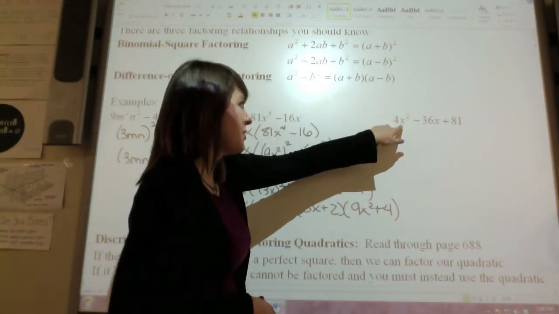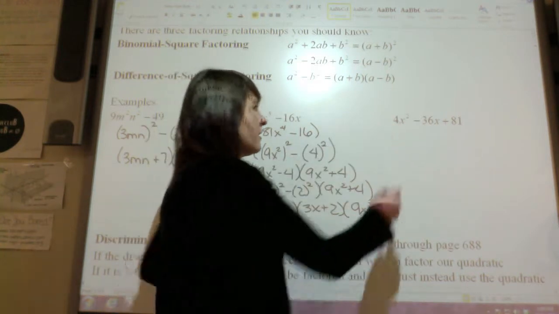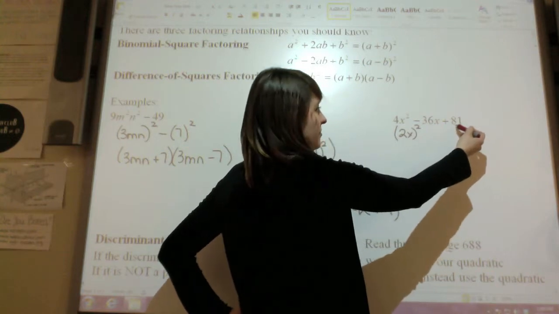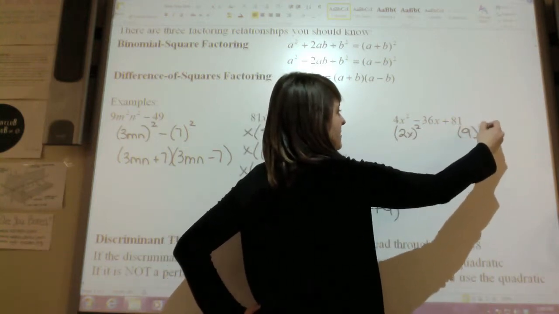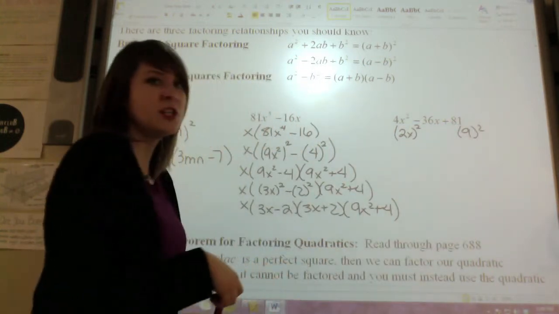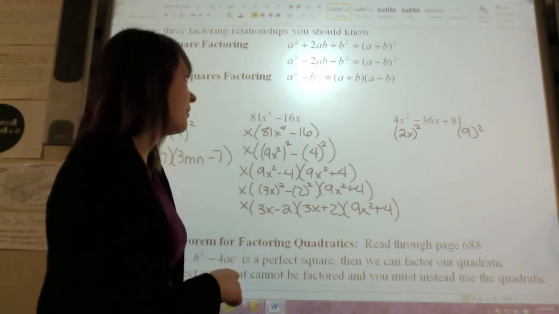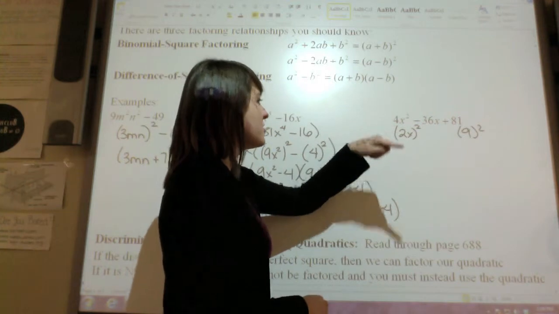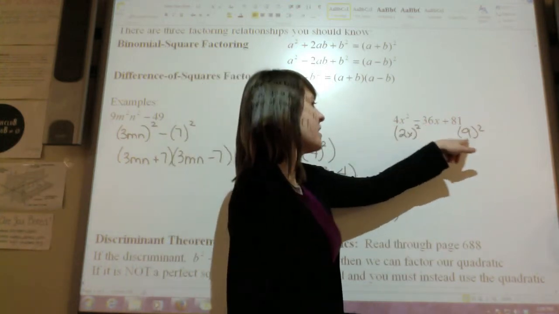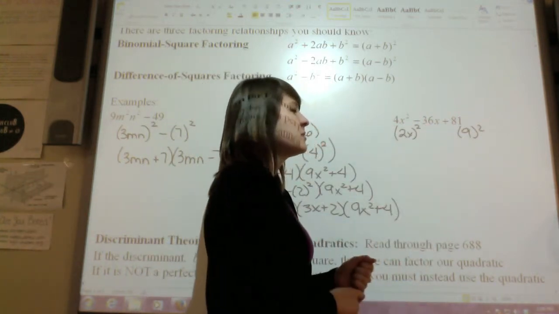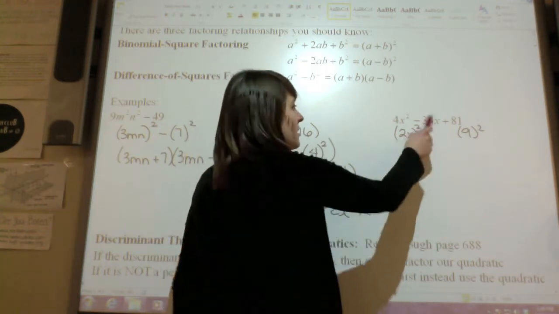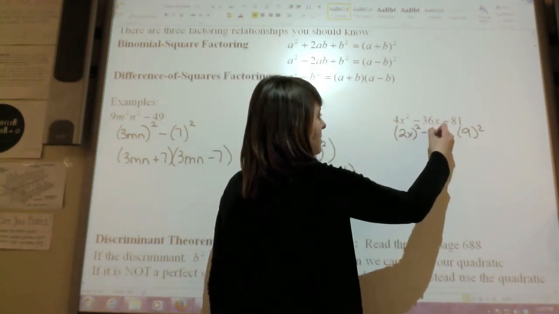So looking at this term, this is supposed to be a squared. I know that that would just be 2x squared. And this term here, 81, that's just 9 squared. So now I just need to check and make sure that my middle term works out. So if my middle term is 2ab, it should be 2 times 2x times 9. So 2 times 2x is 4x, times 9 gives me 36x. That is my middle term.